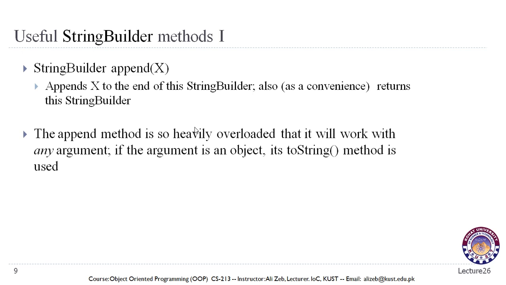If the argument is an object, its toString method is used. So if it is an object of the Object class, then it is converted into a string using the toString method, and it is appended to the end of our string builder object.